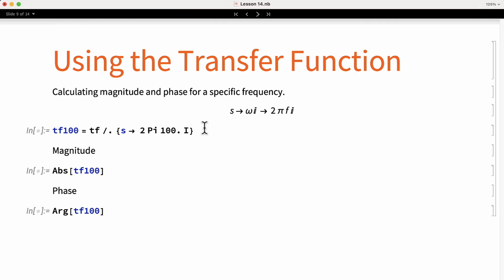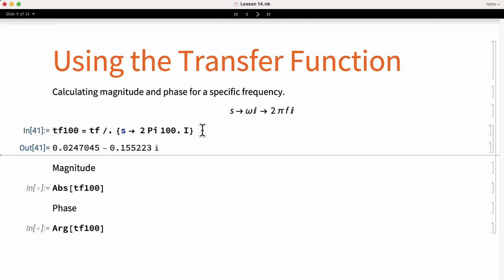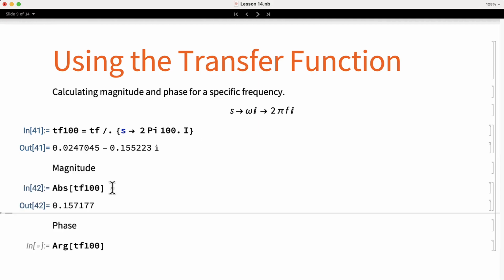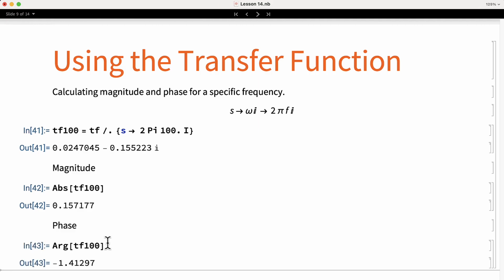Here's an example. If I want to show the behavior at 100 Hz, I replace S by 2 times pi times 100 Hz times I. The result is an imaginary number. To get the amplitude of the signal, we can use the Abs function. The resulting number is the amplitude of the output sine if the input is a signal of 100 Hz of 1 volt. To get the phase, we use the Arg function. This is the phase shift of the output in radians.